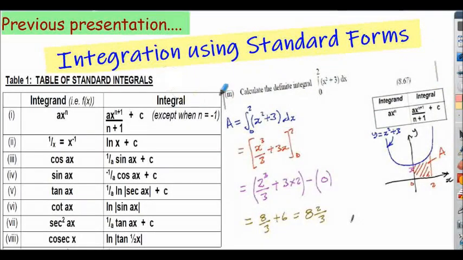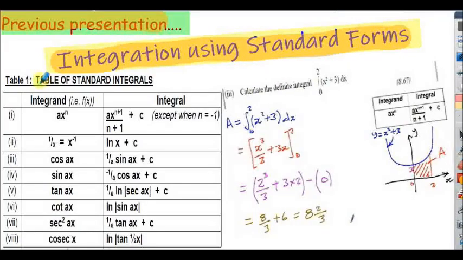This presentation does assume you've seen a previous presentation related to integration using standard forms, where we used a table of standard integrals to solve the various problems. Use of these standard forms contains underpinning knowledge essential to this current presentation.